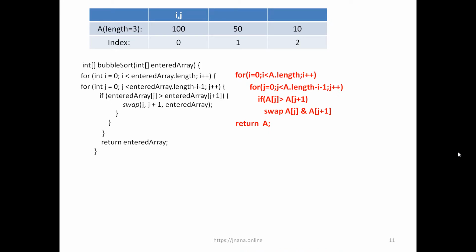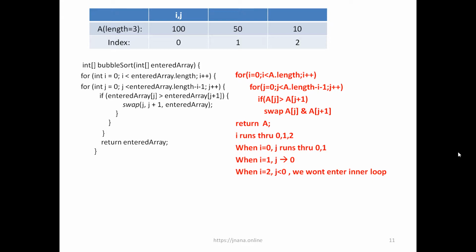The same code I have written in a short form: for I equal to 0, I less than a dot length, I plus plus, and similarly the entered array I have called a. Now this is the same thing that I have discussed. I runs through 0, 1 and 2. When I equal to 0, j runs through 0 and 1. We will look at another iteration when I equal to 1. Let's say I equal to 1. I has incremented from 0 to 1.